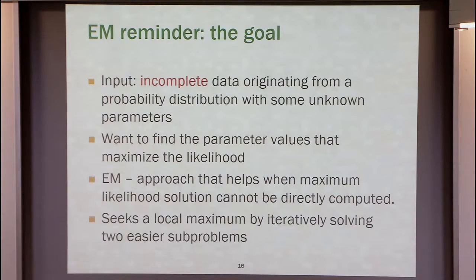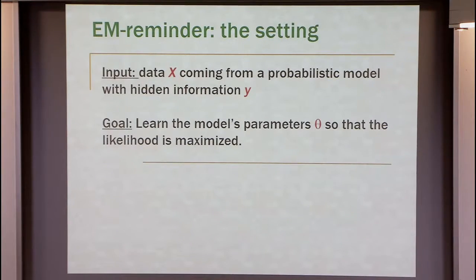So you may want to start from different positions or initial guesses of the parameters and then run the EM. The setting of EM is that we have data X. This is the data that we have in our hands. We can observe it. And we have some hidden information Y that we don't know. If we had Y, we could compute the parameters that give the maximal likelihood. We want to find the parameters.